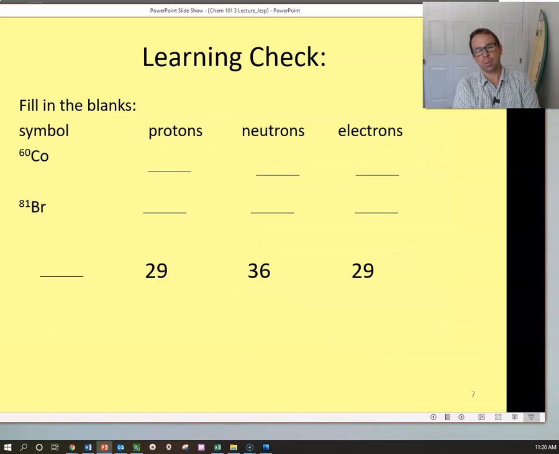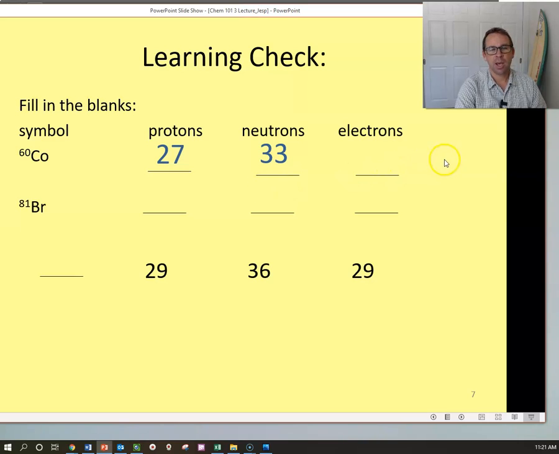So, here's a page for us to practice. Can you look at your periodic table and find out how many protons are in an atom of cobalt-60? How many protons are in an atom of cobalt-60? Okay. 27. Very good. 27 protons in an atom of cobalt-60. All right. How many neutrons? 33. 33 neutrons. Very good.